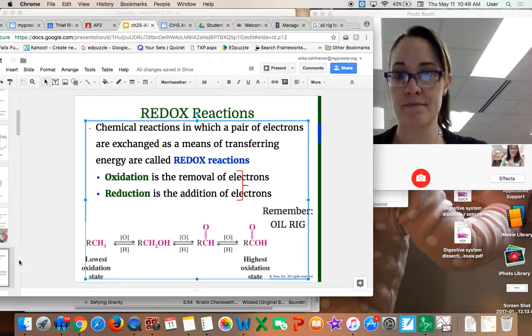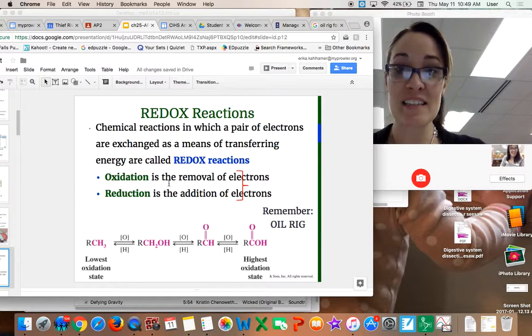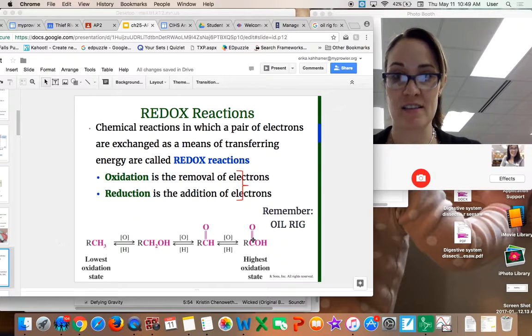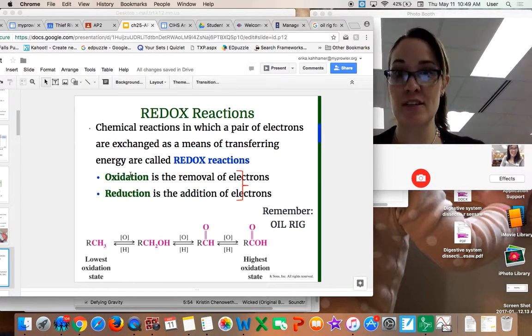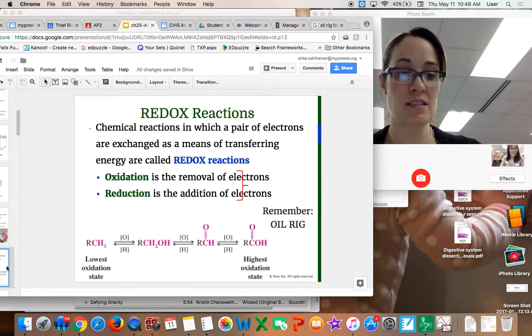Oxidation decreases the energy, reduction increases it. Oxidation is loss of electrons. Reduction is gain. Loss of electrons means loss of hydrogen ions.